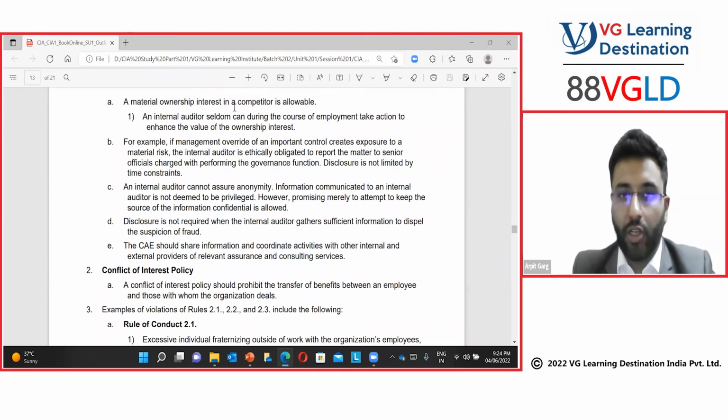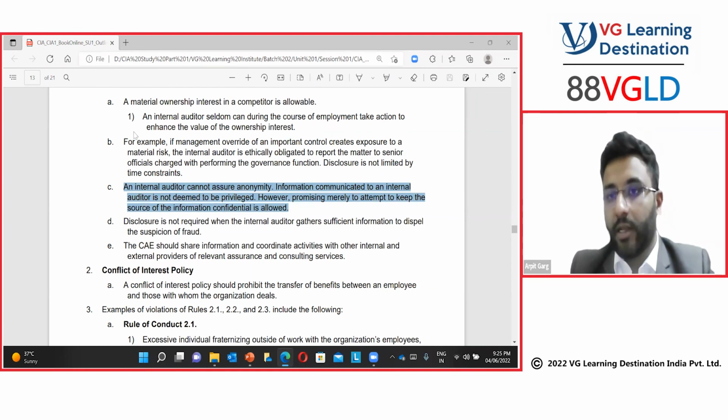It says a material ownership interest in a competitor is allowable. Please take note of this. This is important. Employers seldom can, during the course of employment, take action to enhance the value of the ownership interest. For example, if the management override of an important control creates exposure to a material risk, the employer is ethically obligated to report that matter to the senior officials charged with performing the governance function, which is the board, trustees, or whatever. Disclosure is not limited by time constraints. Employer cannot. Now, this is again important, folks. All right, so let's try to understand this.